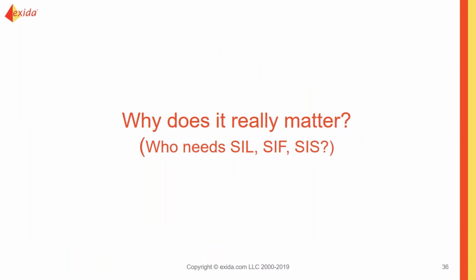So now we know what a SIS is, we know what a SIF is, we know what a SIL is, we know how you've gotten your SIL, we know how you can use your SIL. Who really cares? Why does this stuff matter? It's just a bunch of tiny, tiny numbers. Who cares?